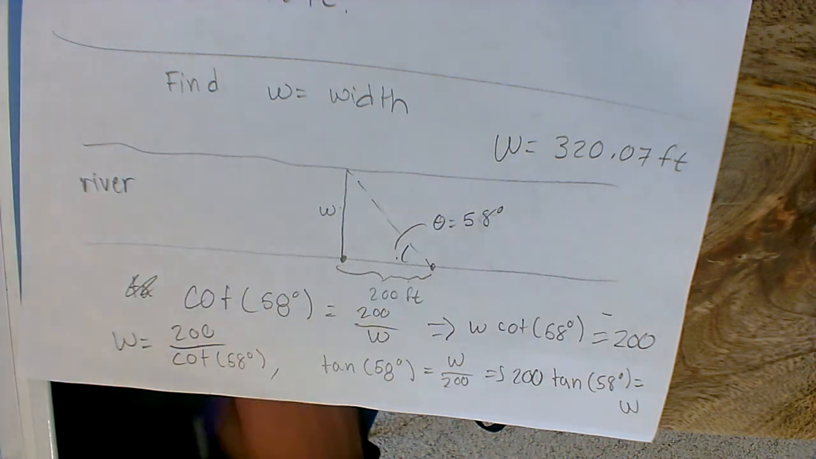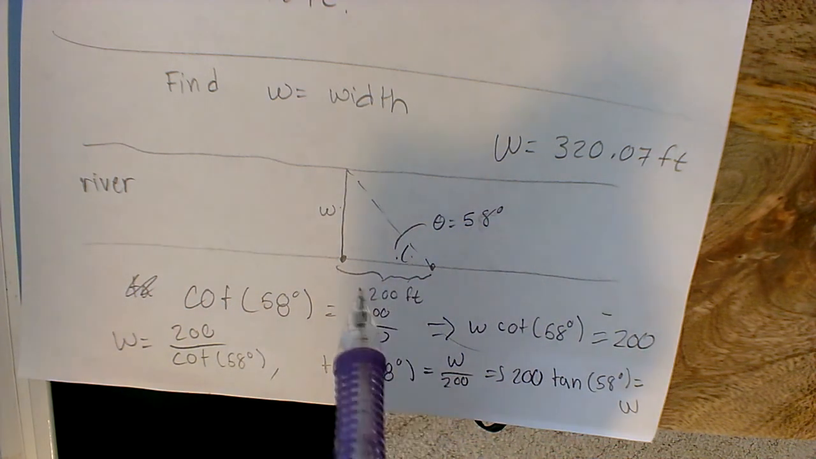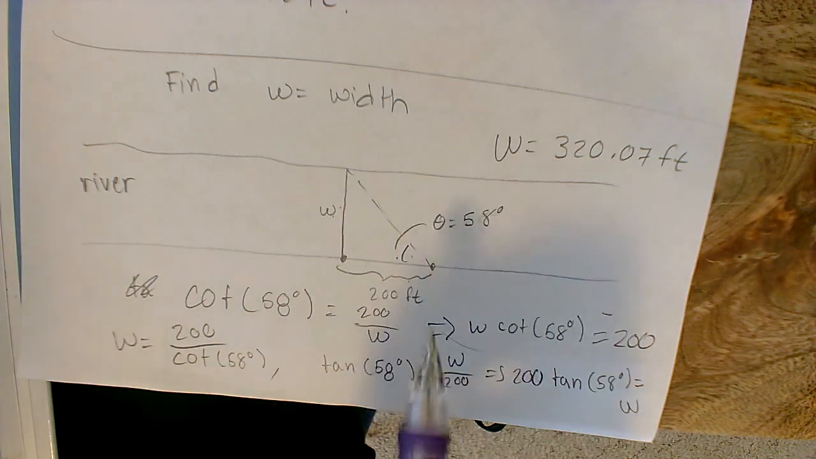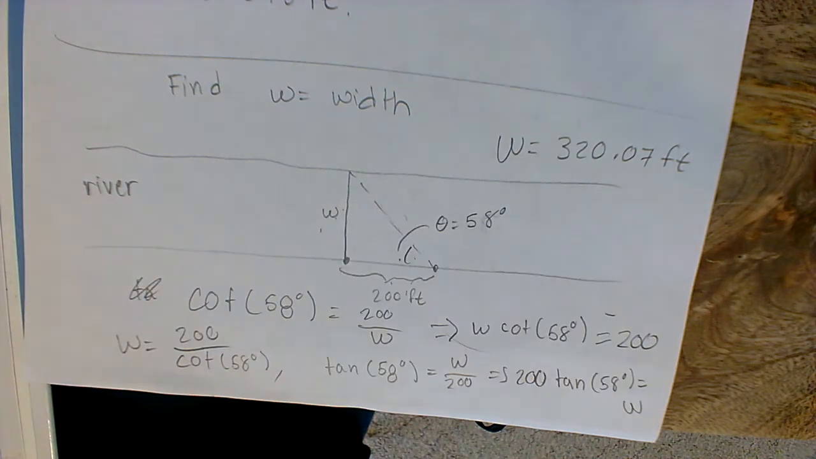Okay, so that's about all I've got for you today. Just to note with these applications, when you're given an angle and you have to find a side, just identify adjacent, opposite, and hypotenuse, and then you can make your decision on what you need to use from there.